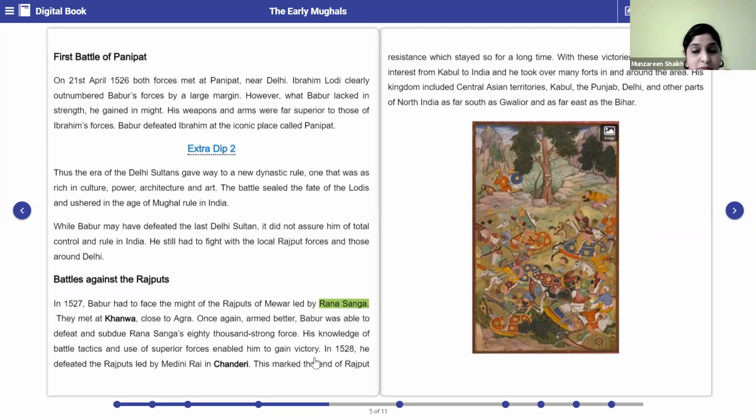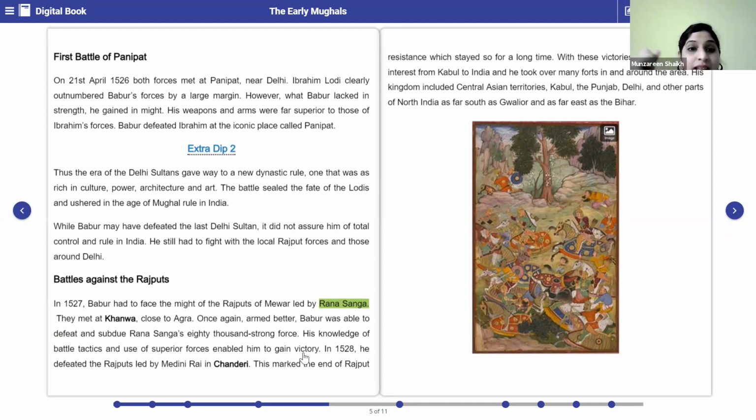So this was the second time that although Babur lacked military weapons required for the battles, he was still able to defeat Rana Sanga, who had almost 80,000 strong army men with him. So Babur could defeat them very easily. This is again the second victory for Babur. His knowledge of battle tactics and use of superior forces enabled him to gain victory.